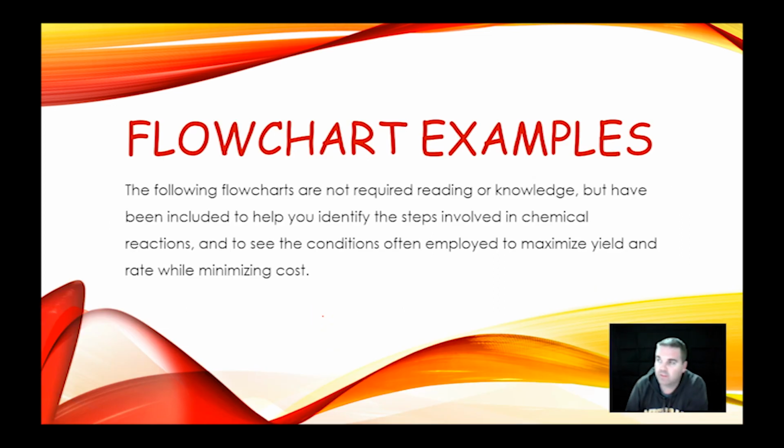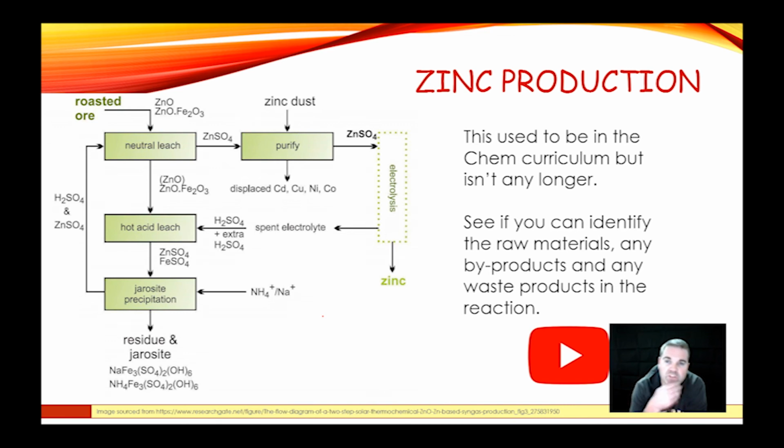I'm just going to show a couple of other little flowcharts for you to have a look at. So zinc production. This was in the chem curriculum last year as a major point. I think they're still probably going to put it in with some questions as well. There is a YouTube video here, fairly in depth on the zinc production, but you just need to get a flowchart like this. Have a look at things like, what are the raw materials, what are the feedstock, what are the conditions that are used, what things could they do to increase the yield and the rate of the reaction while minimizing the cost.